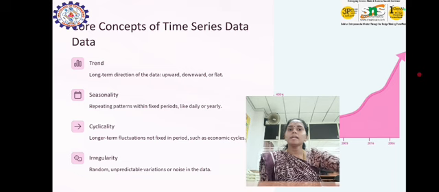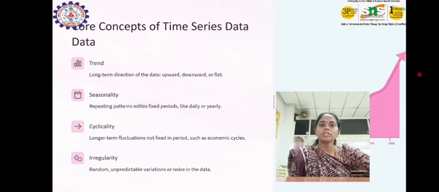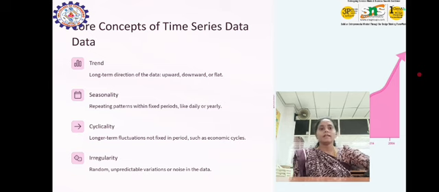Seasonality is repeating patterns within fixed periods like daily or yearly. Cyclicality is longer term fluctuation not fixed in period, such as economic cycles. Irregularity is random, unpredictable variation or noise in the data.